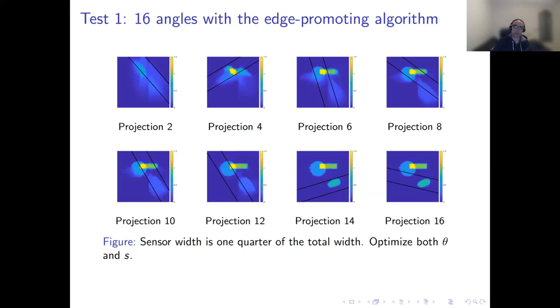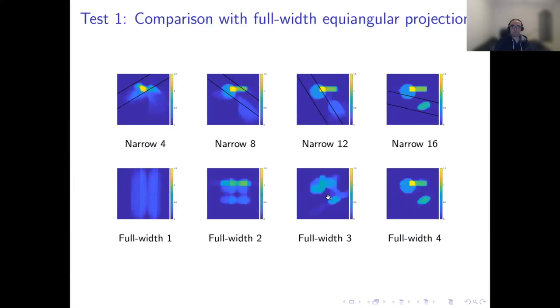Maybe let me show this image, which highlights how this method automatically aims to construct the edges from the image by choosing good angles and locations for the sensor. So here it's after two projections, after 4, 6, 8, and so forth, just to compare with the full width projections which are equiangular. So here already, if you have four equiangular full width sensor images, it's close, we benefit a little bit, but there's not such a massive difference anymore in the reconstruction.